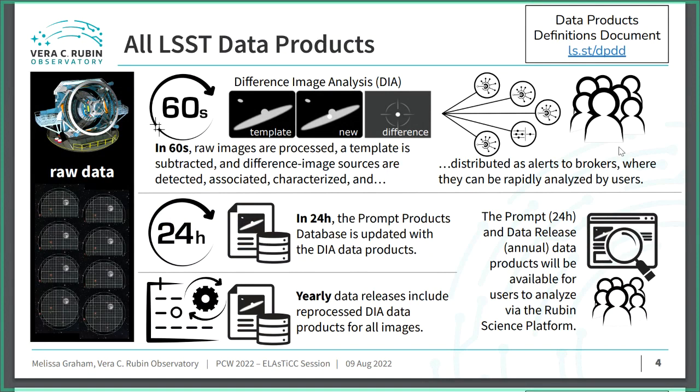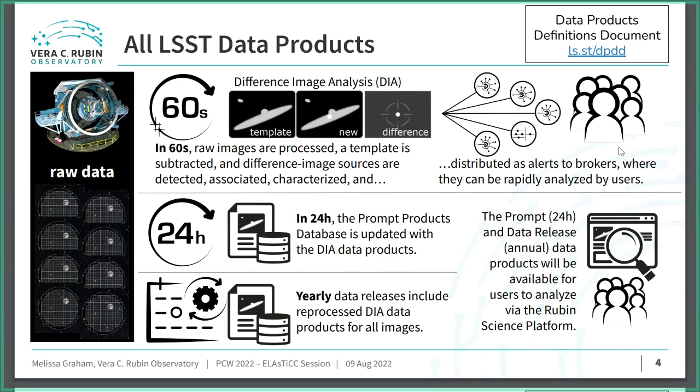So you could log in to the Rubin Science Platform, for example, at whatever cadence suits your science schedule: daily, weekly, monthly, whatever. You can be querying those data products in the prompt products database to see if you can find anything that's risen by X magnitudes over X days in your favorite filter, or whatever the thing is that you're interested in finding. So you can also query the prompt products database that way.